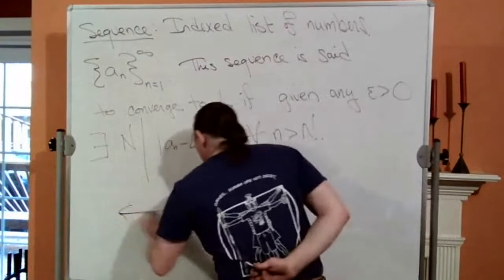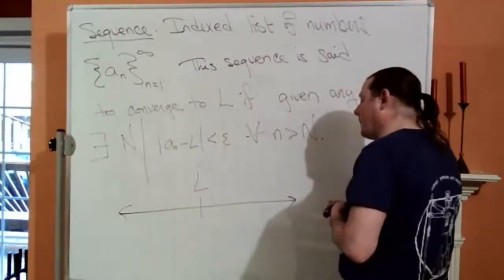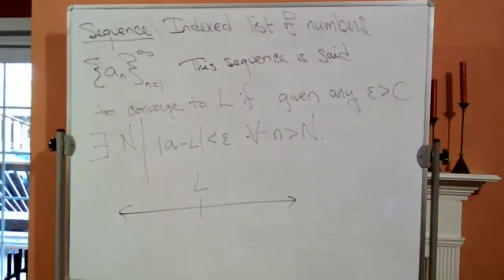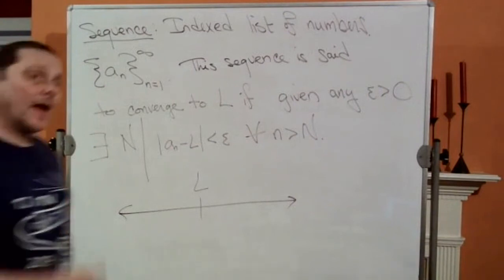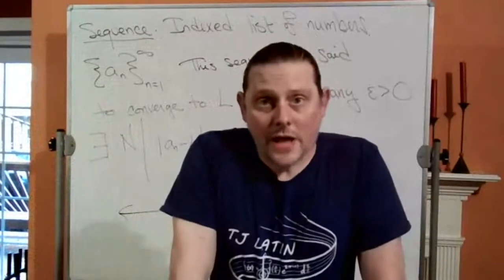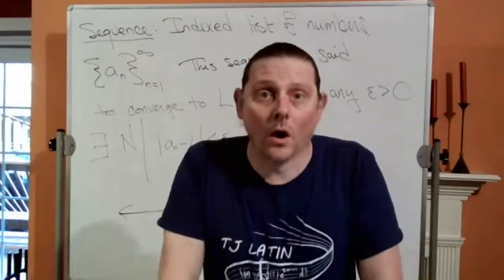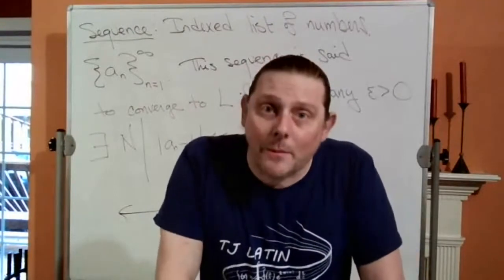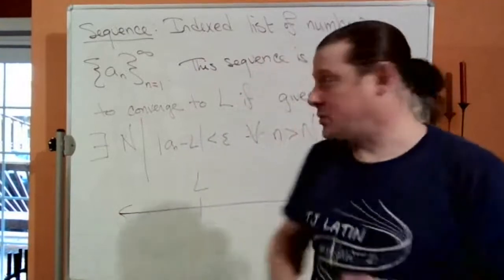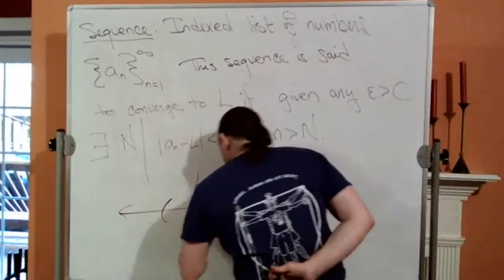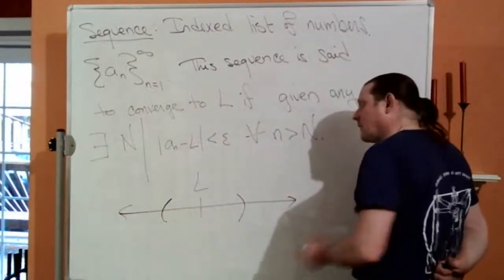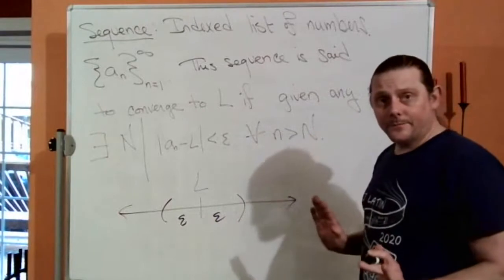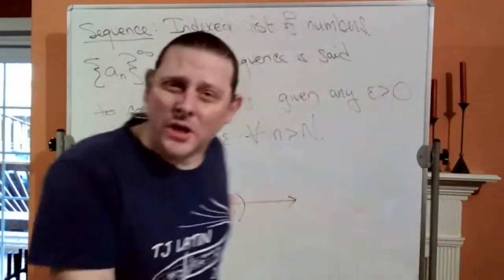If we imagine sitting on a number line and we put this limit L on that number line, somebody can come up and give us an epsilon greater than 0. They could say epsilon equals 0.1 or epsilon equals 0.003. Okay? And that epsilon represents a challenge. We have a window surrounding L of radius epsilon.